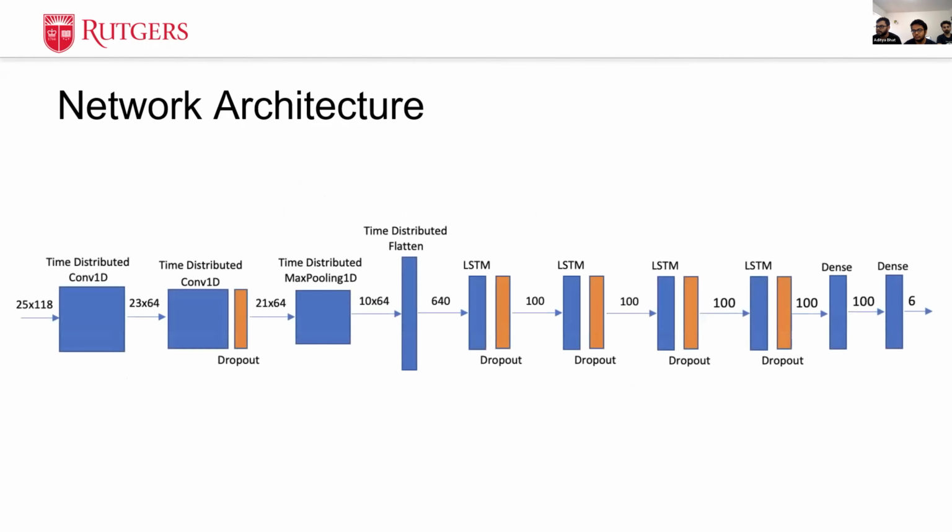This is the network architecture that we have used to train our model. As you can see, we have two time distributed Conv1D layers, followed by time distributed MaxPooling1D and flatten layers, followed by 4 LSTM layers of 100 units each and dropout layers with 0.5 drop rate. Finally, we have two dense layers which shape the output to 6, which is the number of activities we want to classify.